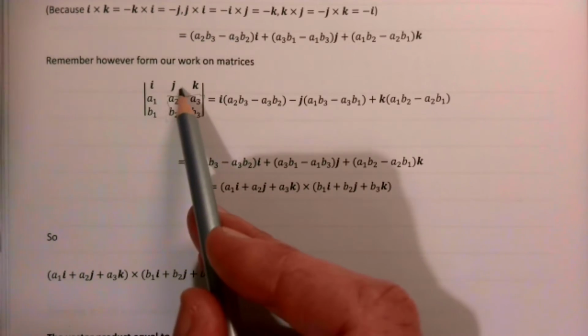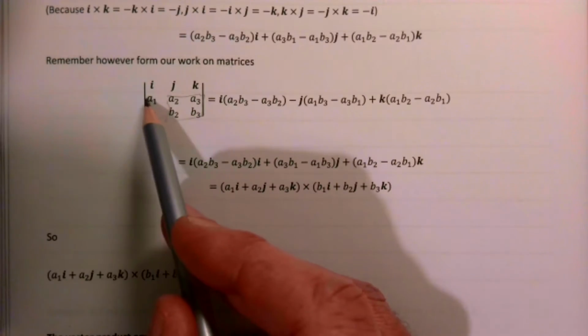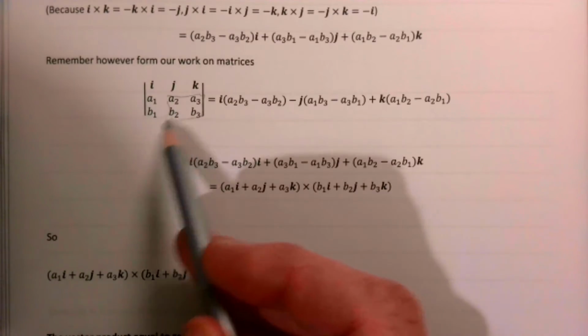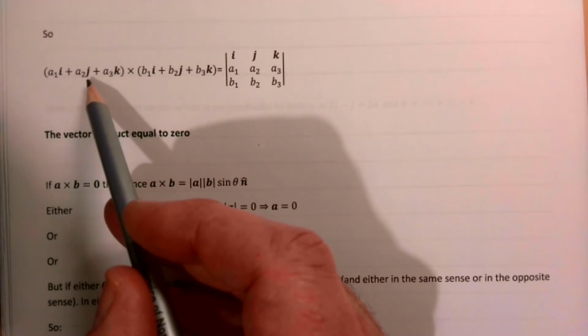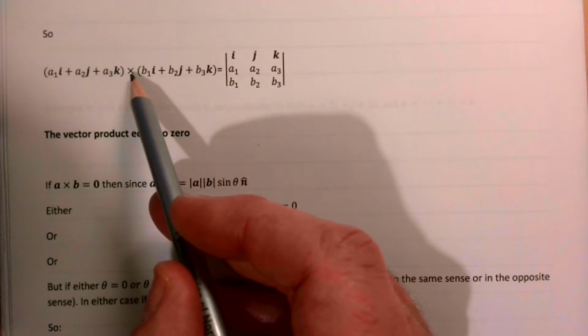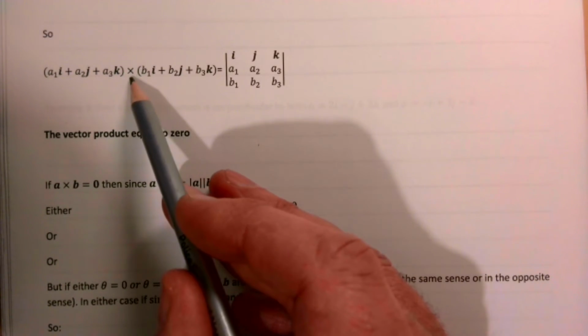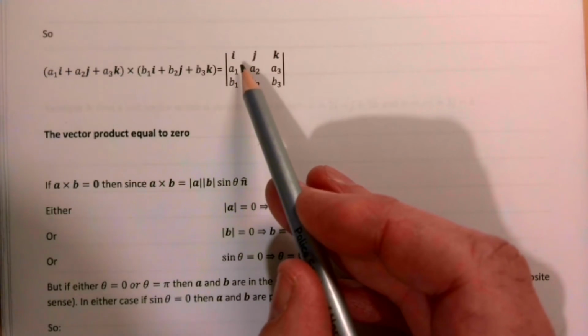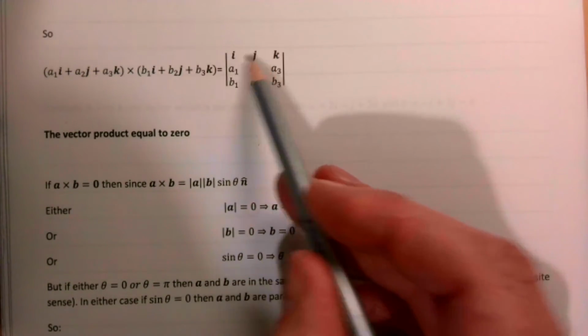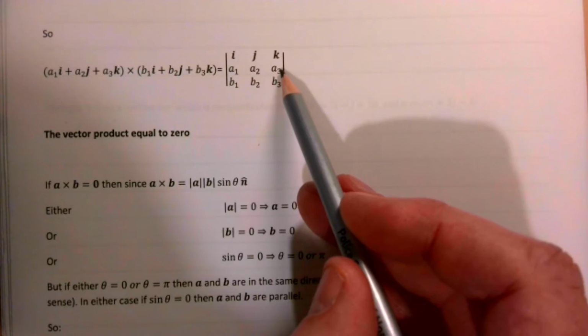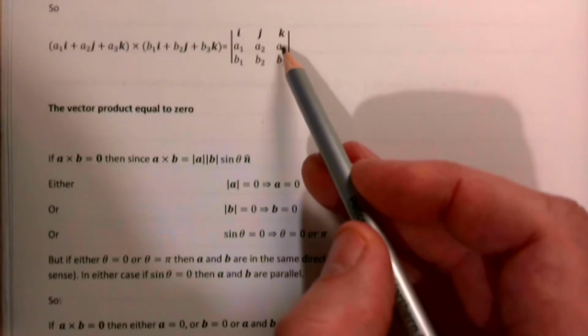So that's the way of doing it. You stick an ijk on the top, you stick the first vector here, the second vector here, and that generates exactly what you need. So a1i plus a2j plus a3k, b1i plus b2j plus b3k. Whenever you're finding the cross product, it's the same as the determinant: ijk, with the first vector's numbers written here, the second vector's numbers written here.